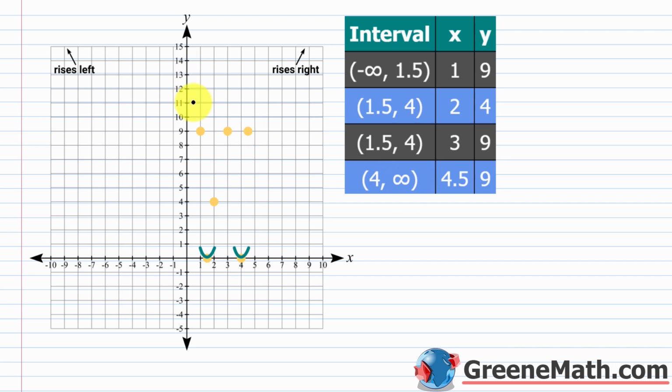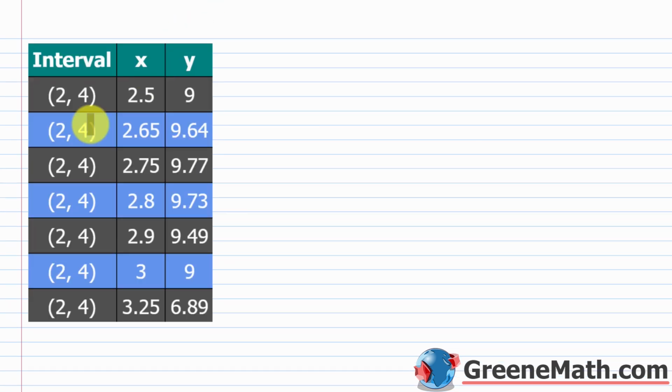The next issue is going to be the turning point. So this is going to come down like this, and then come back up, and then it's going to come down, and then come back up. So you're going to have a local maximum you need to find. So I'm looking between 2 and 4 here, and I'm just looking for the highest y value that I get. So it looks like it's going to be right here. So something about 9.77, that is an approximation, and that occurs with an x value of 2.75. So I would say that there's a local maximum point.